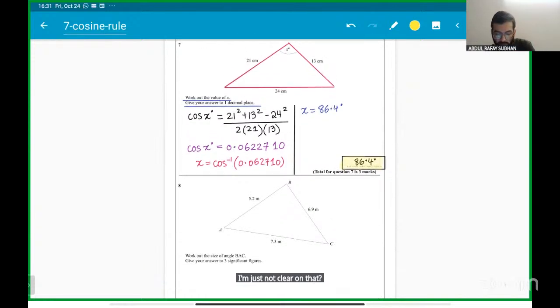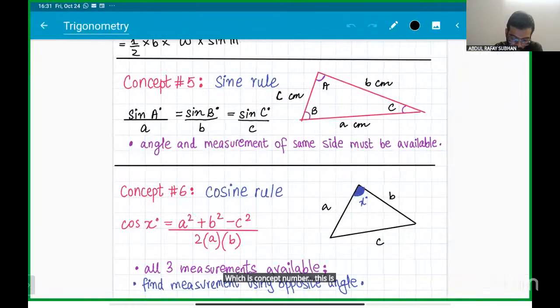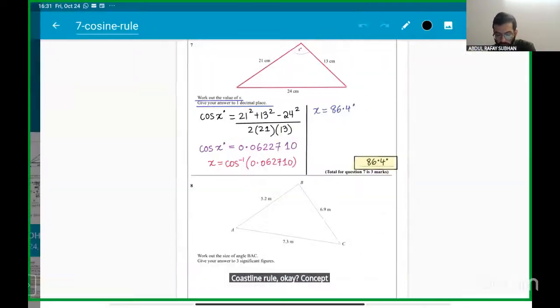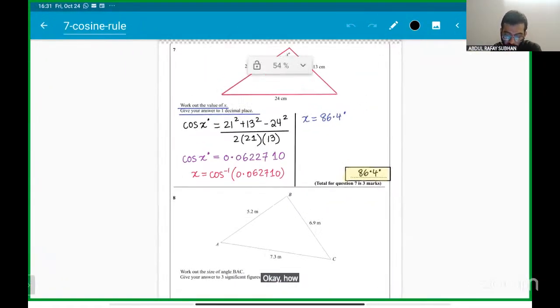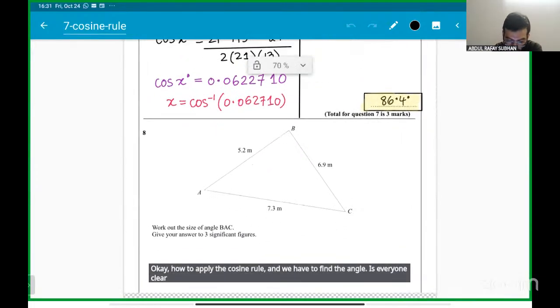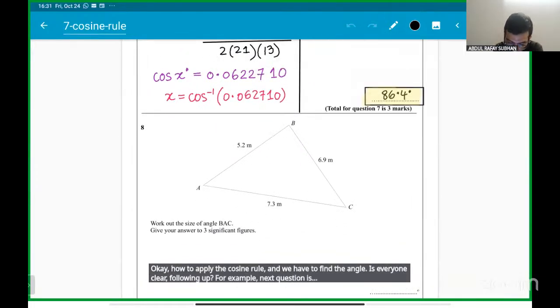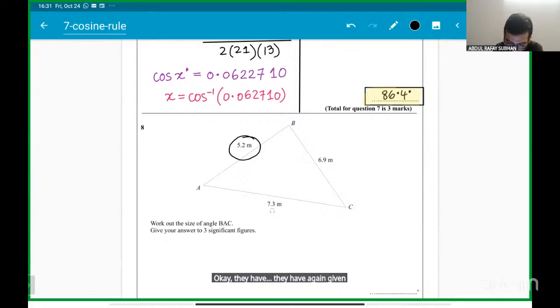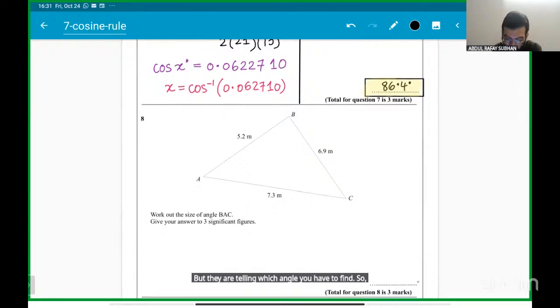So that is concept number 6 of the cosine rule: how to apply the cosine rule when we have to find the angle. Is everyone clear? For example, in the next question they have again given the three measurements, but they are telling which angle you have to find. Angle BAC, if you have to find, is this angle, right?